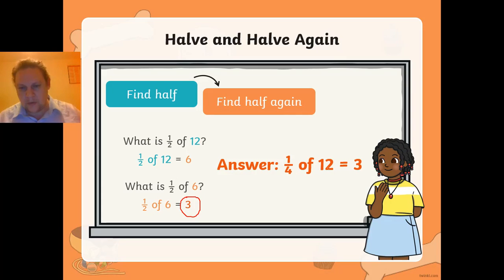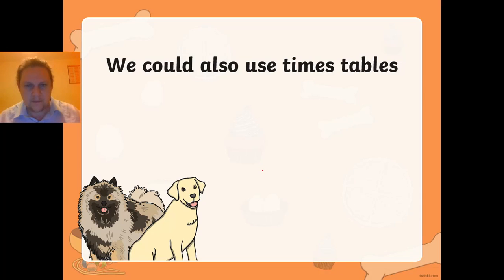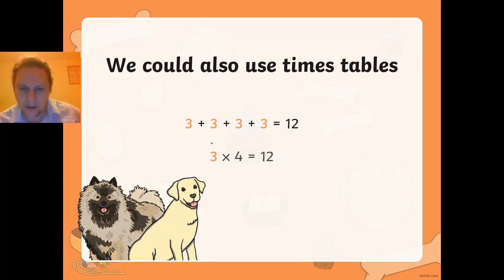A quarter of 12 is 3. Okay, we could also use times tables. So if we know that 3 times 4 equals 12, so 1, 2, 3, 4 groups of 3 is 12. 3 groups of 4 is 12. 3 times 4, 4 times 3, they're the same either way around, aren't they? So if we know that, we know straight away again that a quarter of 12 is 3.